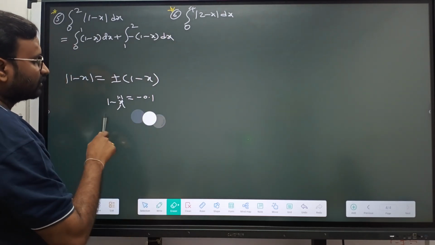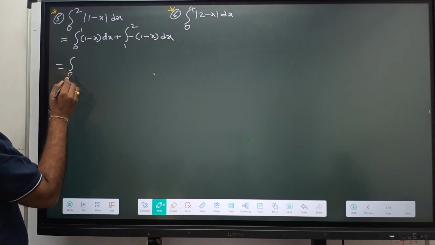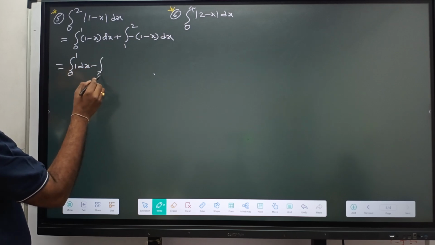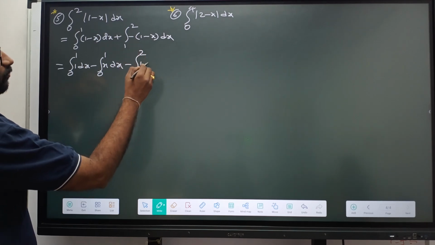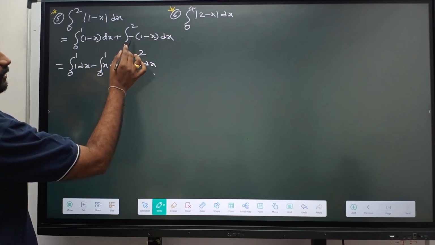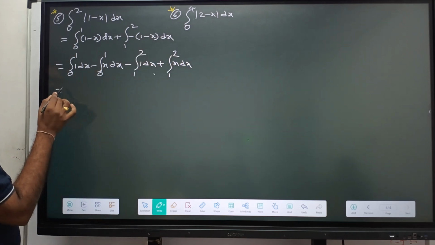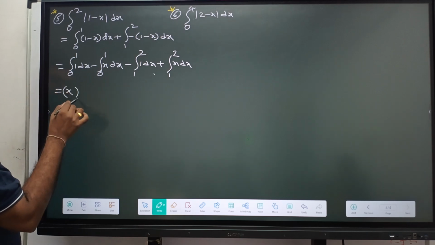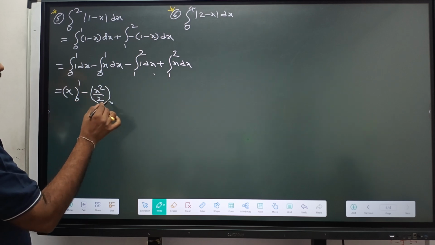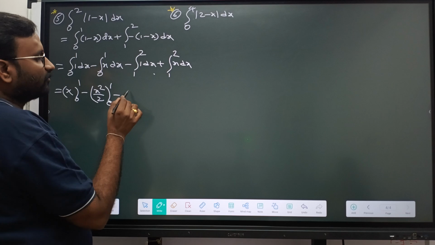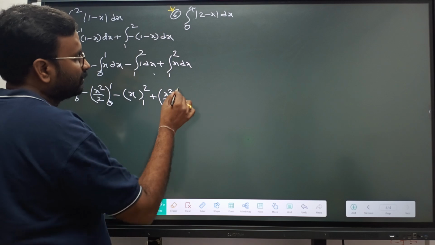Can I erase this? Right. Now continue the solution. Now what remains is integration: integral 0 to 1 of 1 dx, minus integral 0 to 1 of x dx, plus into minus, minus integral 1 to 2 of 1 dx, plus into minus into minus, integral 1 to 2 of x dx. Now what is integral 1 dx? x, with limits 0 to 1. What is integral x dx? x square by 2, with limits 0 to 1. Then integral 1 dx is x with limits 1 to 2, plus x square by 2 with limits 1 to 2.